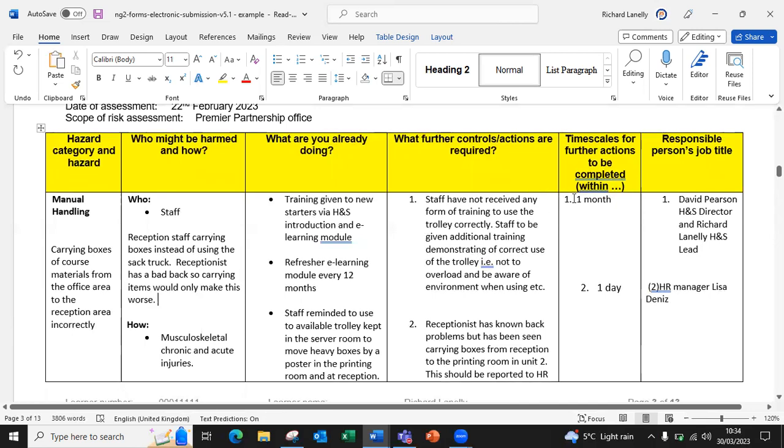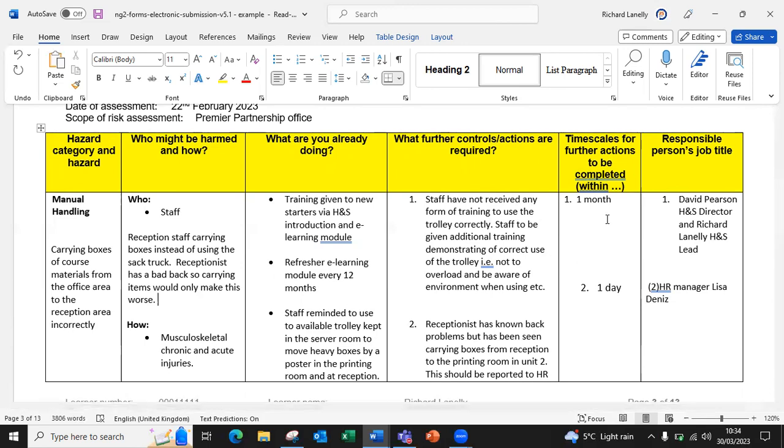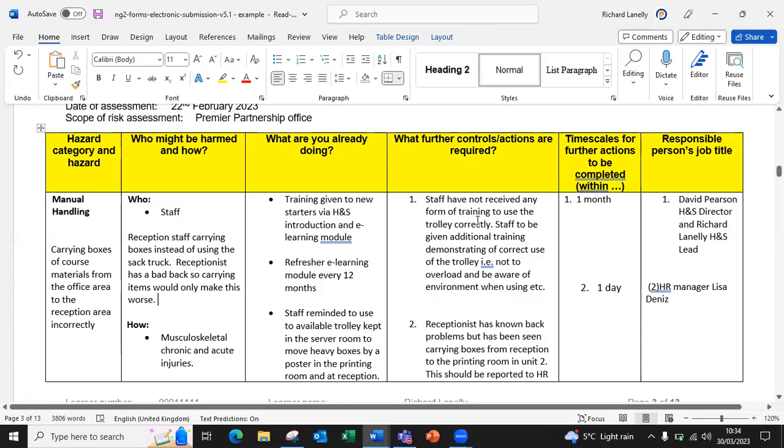So you've got one, then action one, and then one month. Who's going to do that? We've got David Pearson, Health and Safety Director, and me, Health and Safety Lead. So we're going to do that. That's an agreed action that we've got. It tallies across. The timescales need to be really clear as well. You can't just put things like immediately or we'll do that quarterly. I will explain that a little bit further, but that's where people fell down. You need to just put a timescale in there. So I'm saying we're going to provide training to everyone, and we're going to do it in a month.